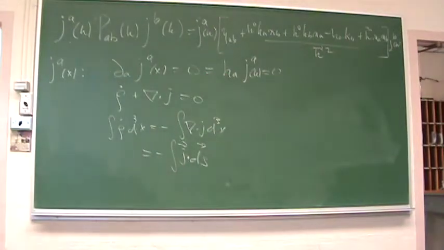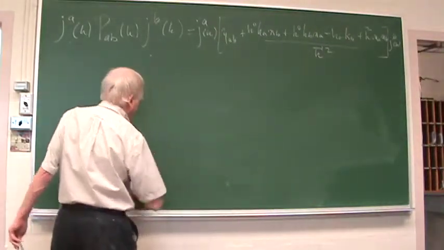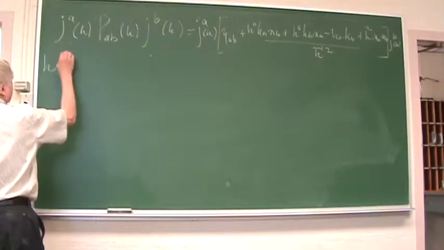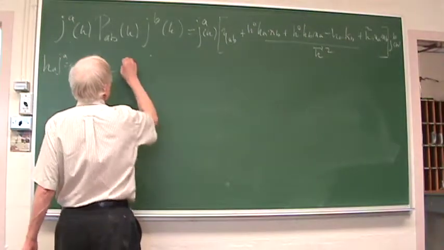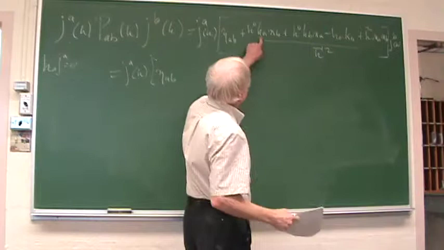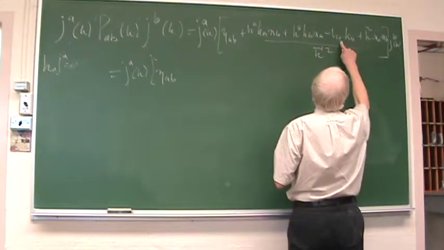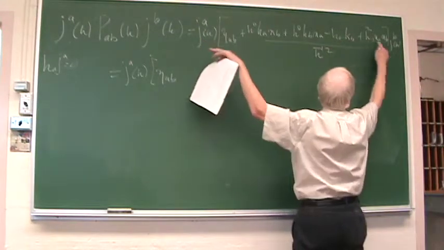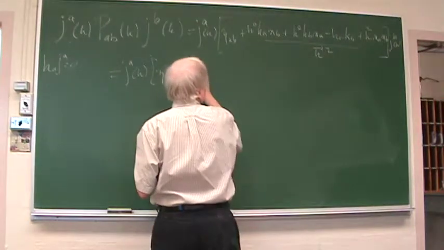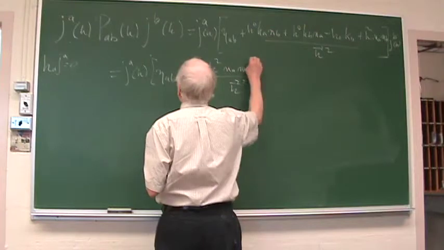And now let me erase some of this because I need more space. Now, since we've got this relation that J^A K_A equals zero, you see what happens is you get the first term with J^A(K), and you're going to get η_AB in the first term. But this term is going to be zero because it's J^A K_A. This term is zero because it's K_B J^B. This term vanishes for two reasons, J^A K_A and K_B J^B. And so all we get is plus K vector squared n_A n_B over K squared J^B(K).